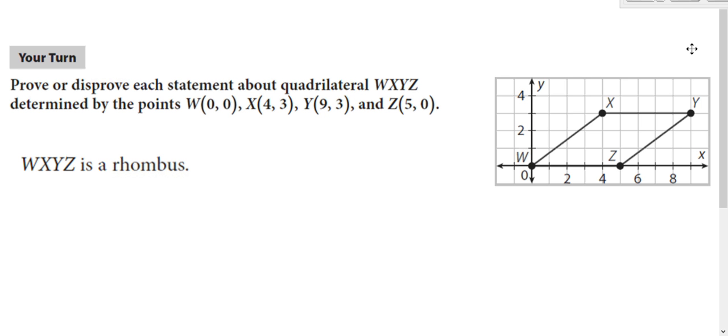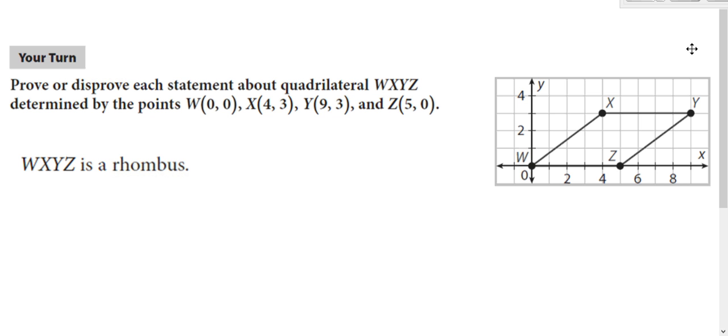So to prove or disprove that a shape is a rhombus, if it is a rhombus, that means it's a parallelogram first and foremost, which we'll check. And then for a rhombus, it has to have either perpendicular diagonals, four congruent sides, or diagonals bisect angles, or angle bisectors, but you can't really check angle measurements in coordinates.